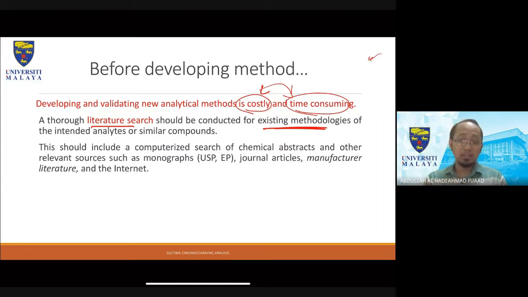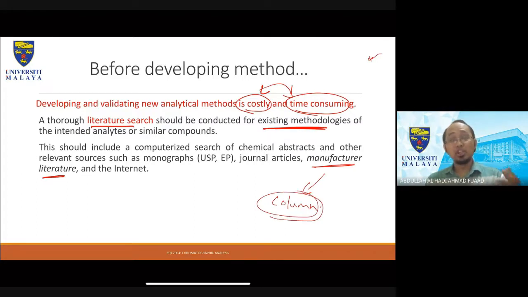manufacturer literature, and internet. And nowadays, manufacturers also publish a lot of data, especially the manufacturers that produce columns. They actually do a lot of research in doing a comparison between their old column or new column, or perhaps a competitor column and their new column, and then from there they show you which one is better and worse. So it's a good way to start, do a literature search.